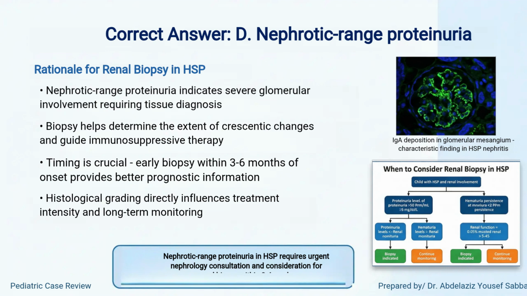First, the biopsy helps determine the extent of crescentic changes in the glomeruli. Second, histological findings directly guide the intensity of immunosuppressive therapy. Third, the characteristic finding on biopsy is immunoglobulin A deposition in the glomerular mesangium. Fourth, timing matters. Early biopsy performed within 3 to 6 months of onset provides better prognostic information. This patient should receive urgent nephrology consultation, and renal biopsy should be considered within 2 to 4 weeks of this presentation.